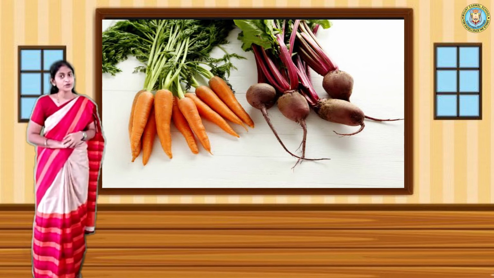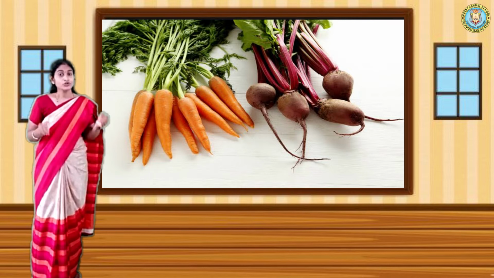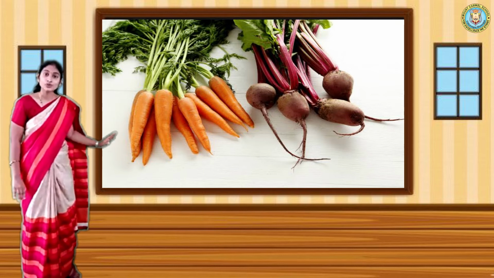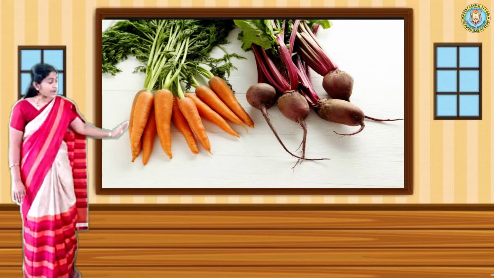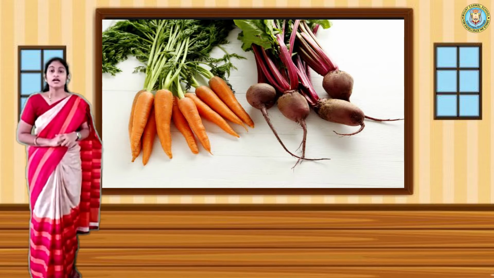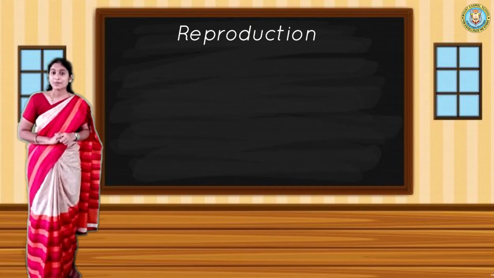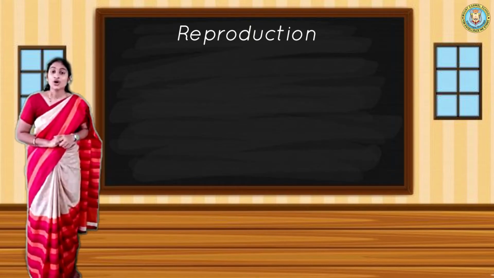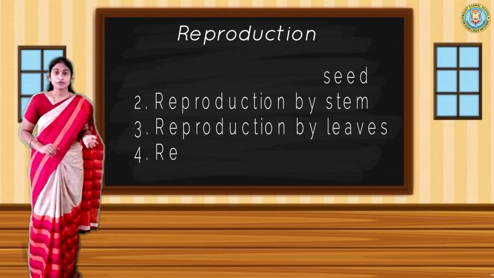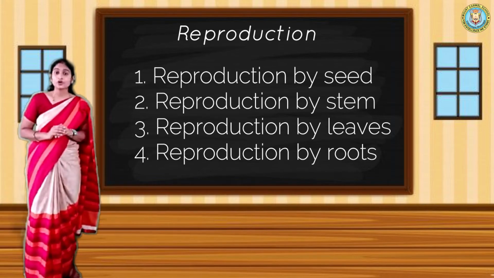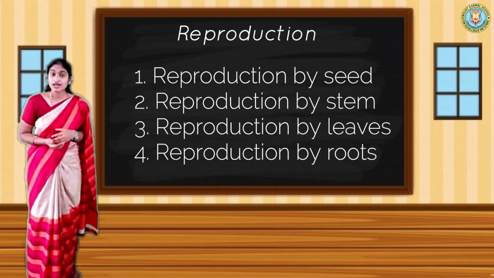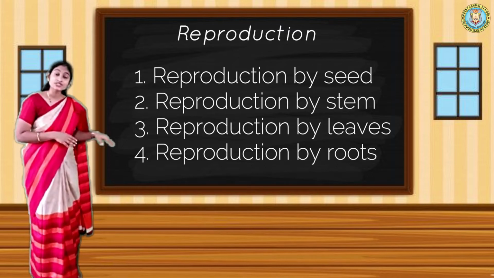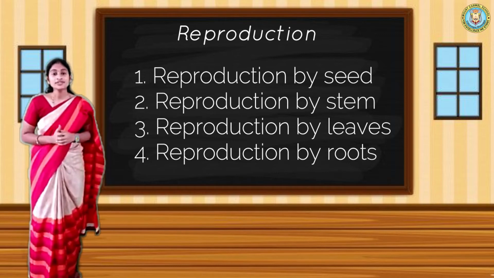And how can they reproduce? Is there any seed present there? No. They can produce their young plant with their roots. The carrot itself can produce more roots, and by that root the plant grows up. Like this, reproduction happens in a plant. So we have learned about reproduction by seed, by stem, by leaves and by roots. This much we have learned today.